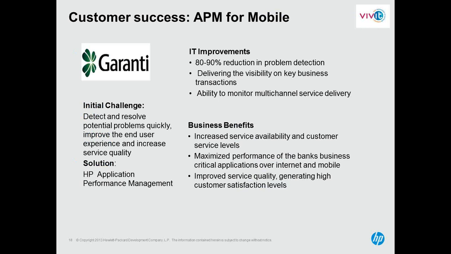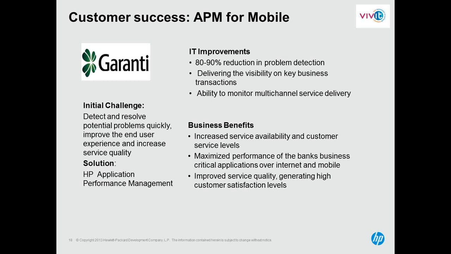Yet another customer in the banking domain is Garanti Bank in Turkey. They have close to 40 million banking users, and a whole lot of them are using their mobile banking application. Their initial challenges were similar. They wanted to detect and resolve potential problems quickly. In fact, they were interested in understanding the trends of the end user experience and solving future problems before they actually even occur.